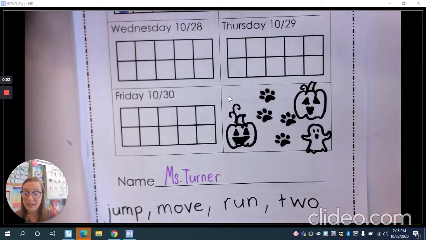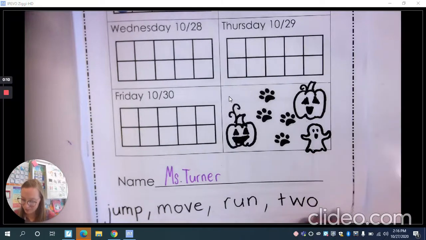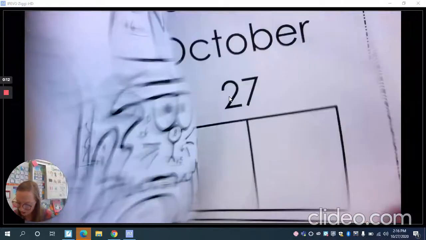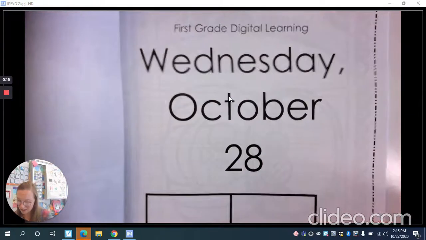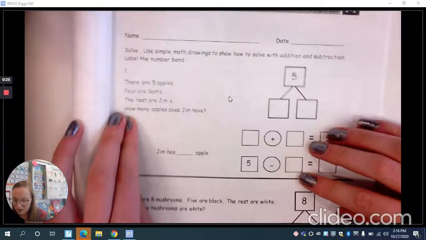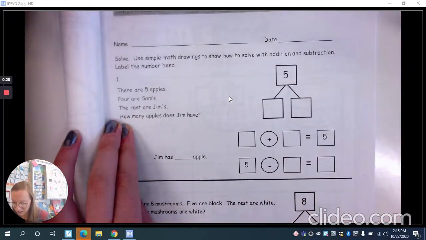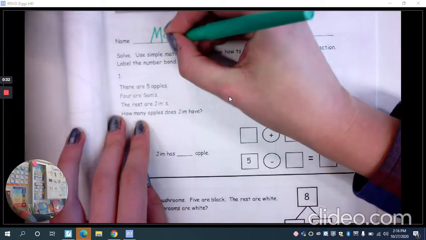All right, friends, now I get to keep going. So I'm going to get my packet with the pumpkins and the ghost, and I'm going to turn to our math page for today. Today is Wednesday, October 28th. I turn past the pages we've done, and here is our math page. The first thing I always do when we have a math page is I write my name. My name is Ms. Turner.